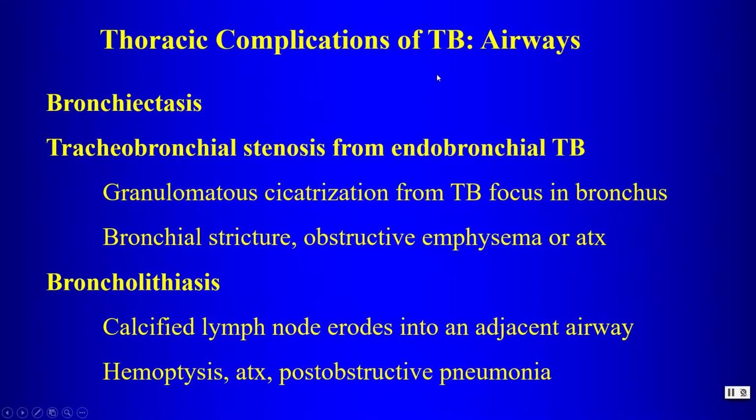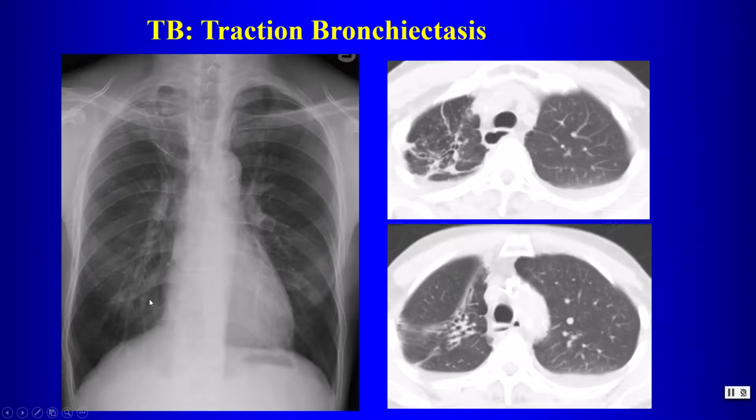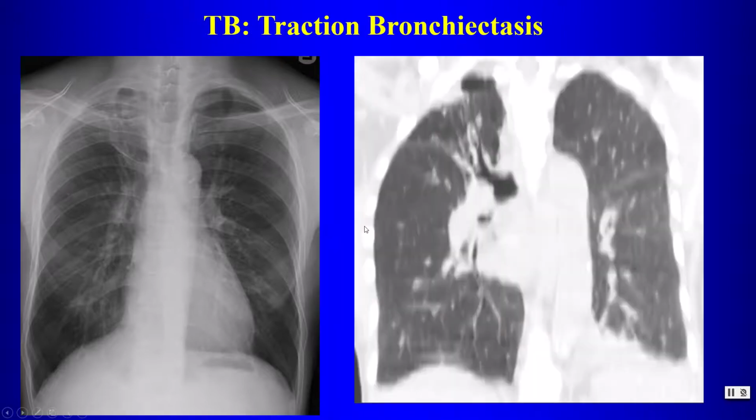Airway complications of TB: we can have bronchiectasis, stenosis, and broncholithiasis. So here in the upper lobe you see all of this bronchiectasis from scarring. This is very common from tuberculosis. So traction bronchiectasis, especially here in the upper lobes with architectural distortion and volume loss. You can see the hilum here is pulled upward. So this is very common from tuberculosis. So here's a coronal reconstruction showing you distortion here of the airways and the volume loss.